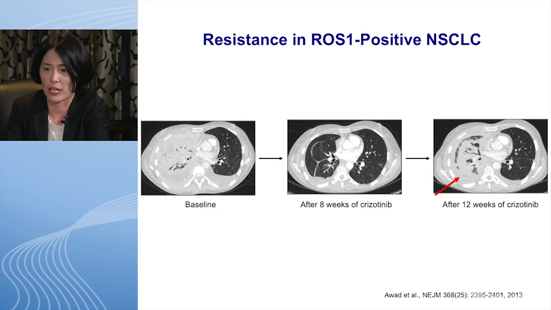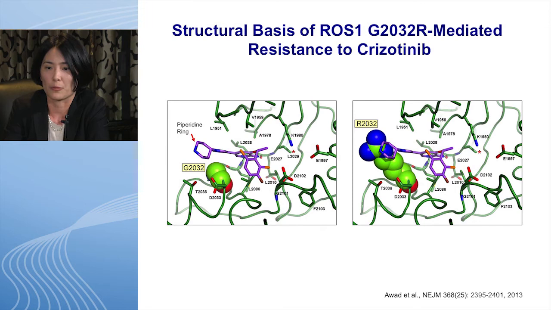We were able to characterize her mechanism of resistance, and we identified a novel mutation within the ROS1 tyrosine kinase domain. This led to replacement of a glycine residue at 2032 with an arginine, a very bulky arginine residue, and that's shown here in this structural modeling study, where you can see this large bulky arginine, which is now causing steric interference, and this is believed to be the reason for crizotinib resistance in this particular patient.